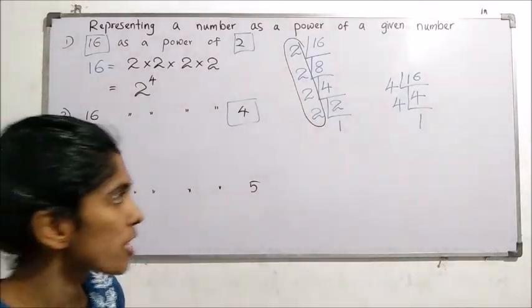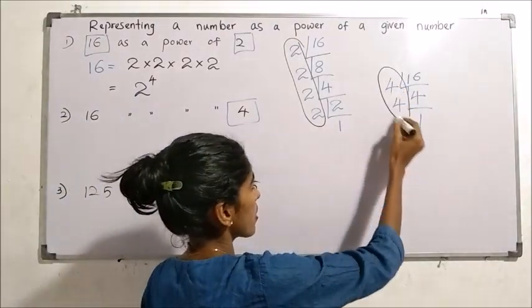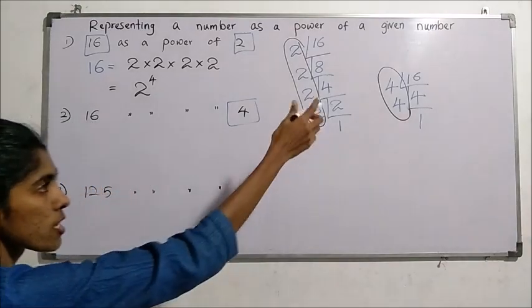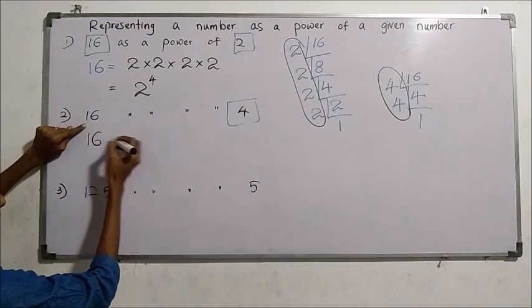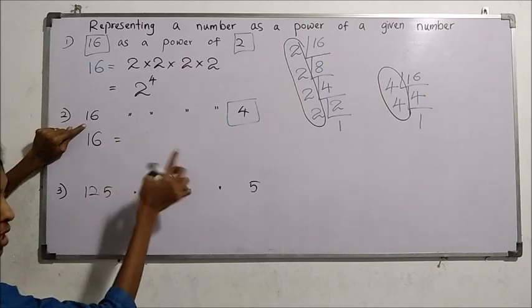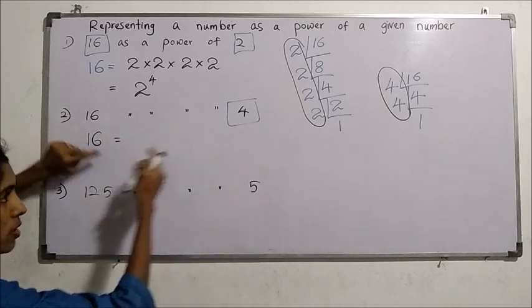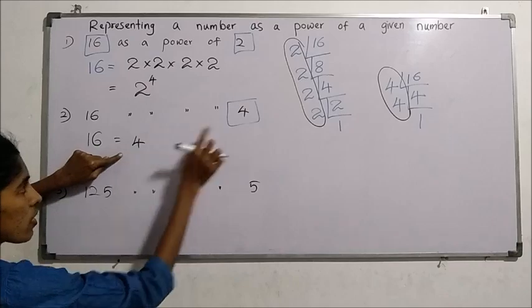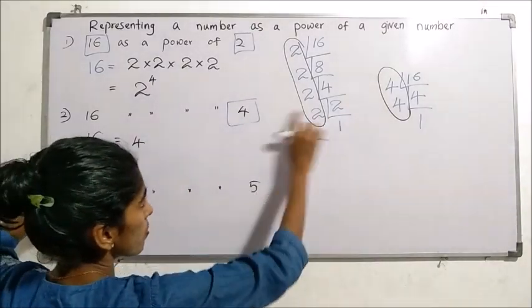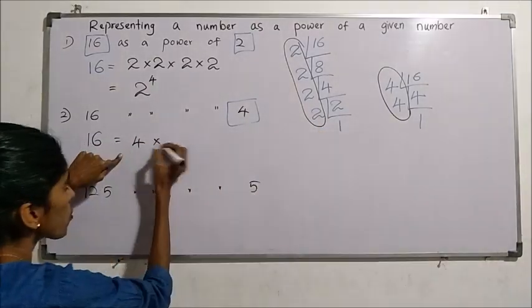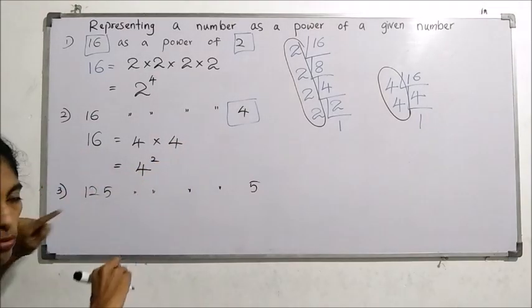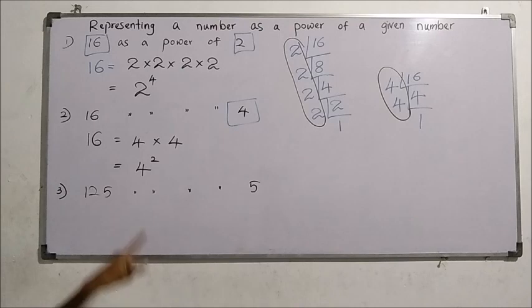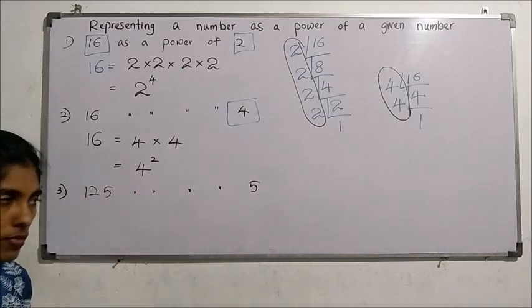Now children, on the left side we can see 4 is repeated twice. So here the number given to us is 16. 16 is the number we are going to write in index notation. So 4 is repeated, the provided number is repeated 2 times. Then we can write 4 squared, 4 to the power 2. In index notation we wrote it.